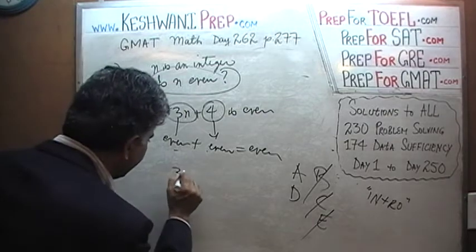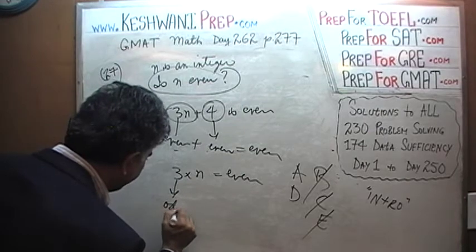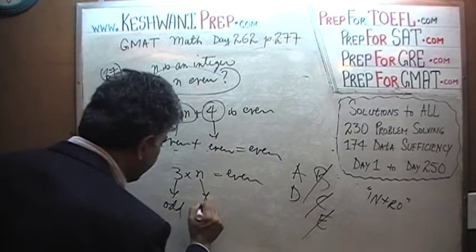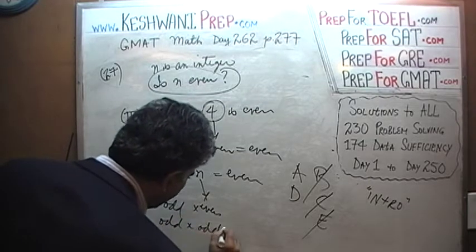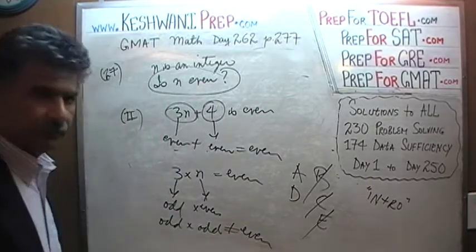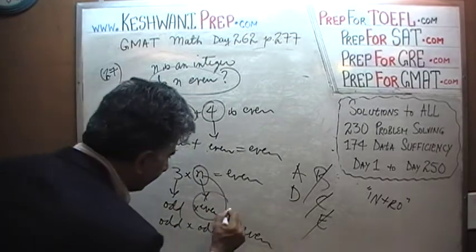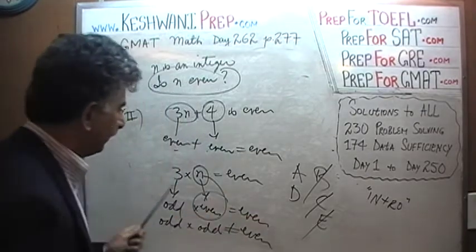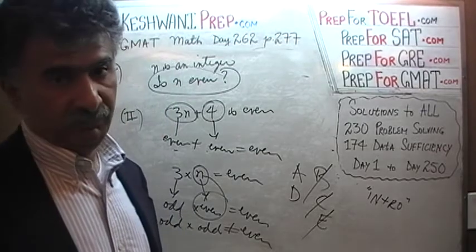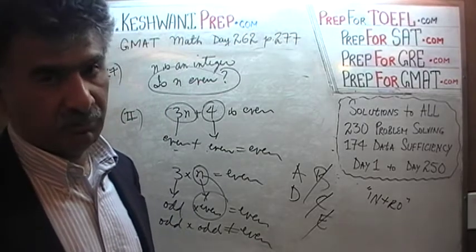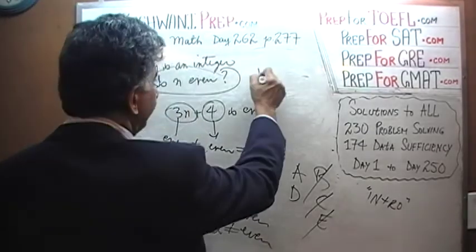If 3 times n is even, and since 3 is odd, n would have to be even, because odd times odd is not even. n would have to be even, because odd times even is even. This means that the second statement by itself is also sufficient for us to be able to answer the question, is n even? The answer is yes, it is even.